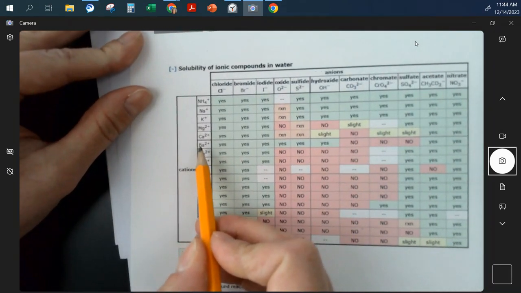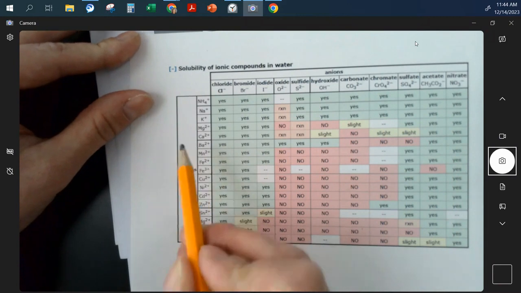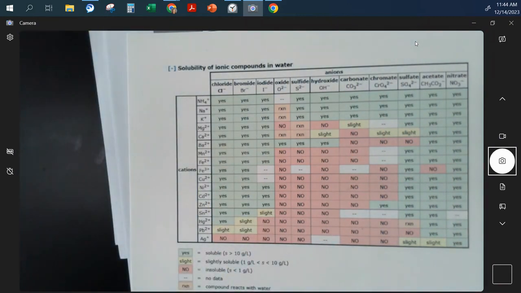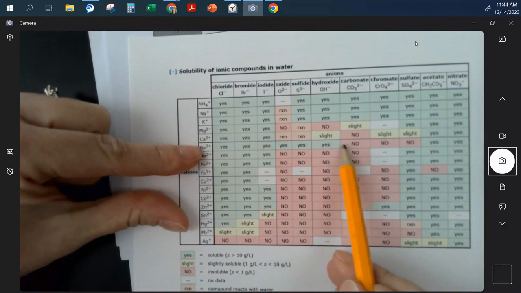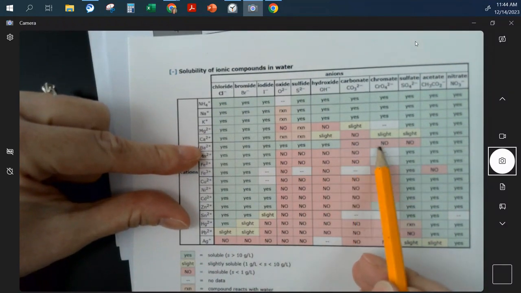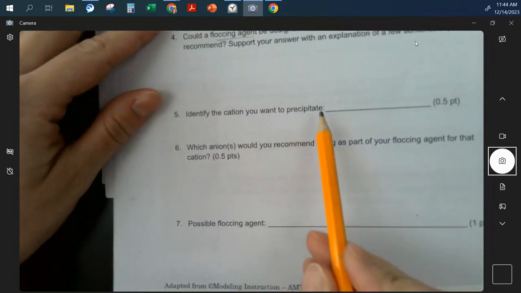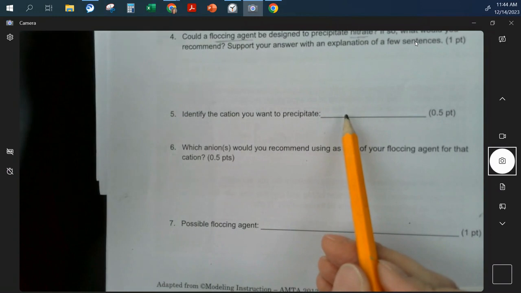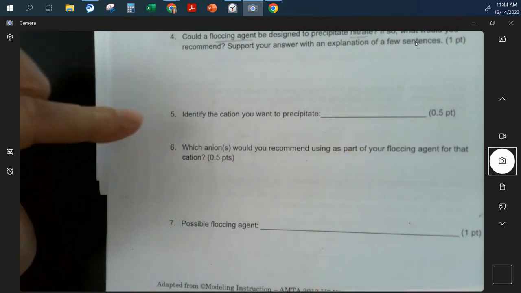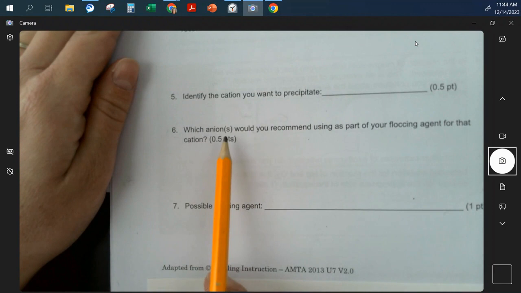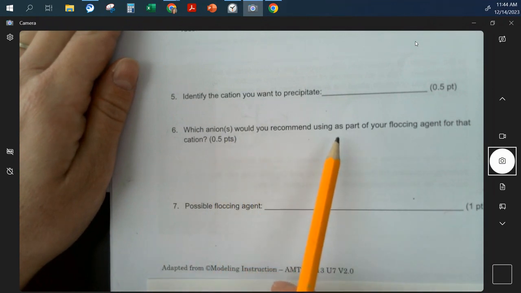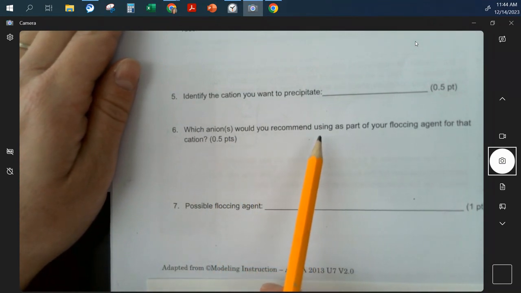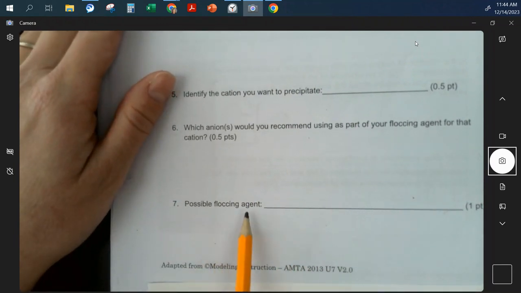So is there anything that you could pick to make barium a solid, to precipitate out the barium, and then you could filter it out? What could you pick? Okay, so you're saying barium, you could pick carbonate, what else? Chromate and sulfate. So you don't have to pick barium, but some of us picked barium. And this is asking which anions would you recommend? And then this is your possible flocking agent.